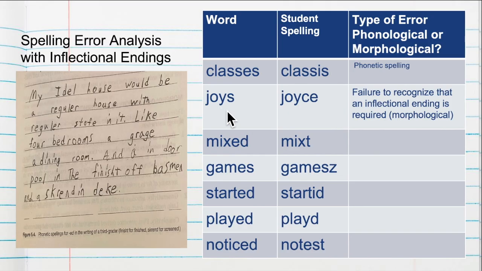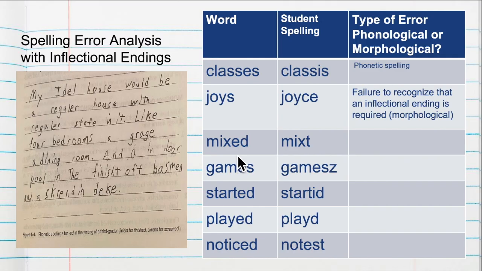Looking at this one, you have joys. Right here, they wrote Joyce. This is an inflectional ending, a morphological error with knowing that joys. They have a slight phonological issue here as well because they're failing to recognize this is not a soft C, it's a Z sound where you have that plural making the Z after the Y sound.